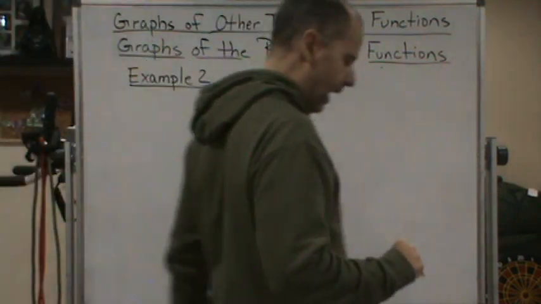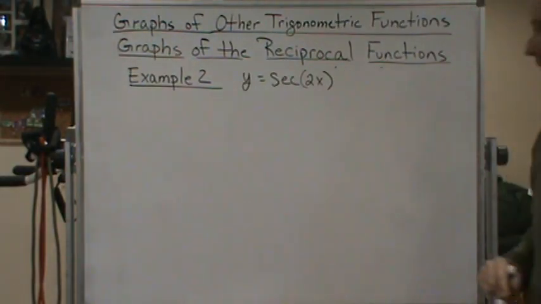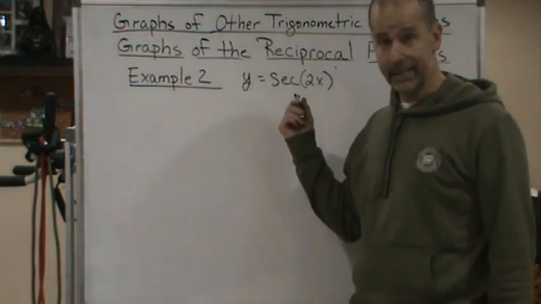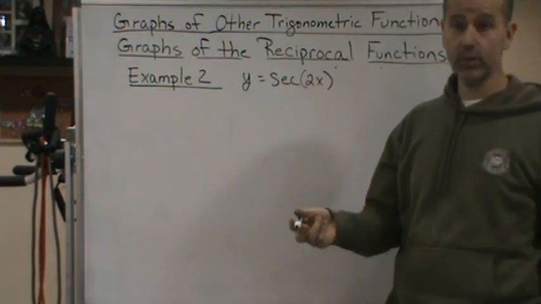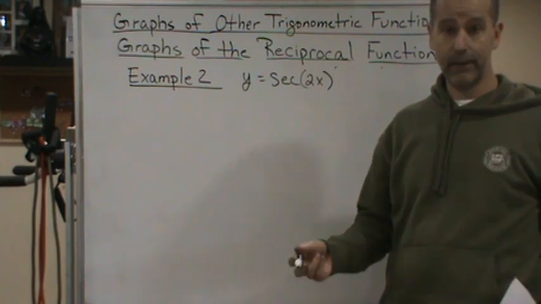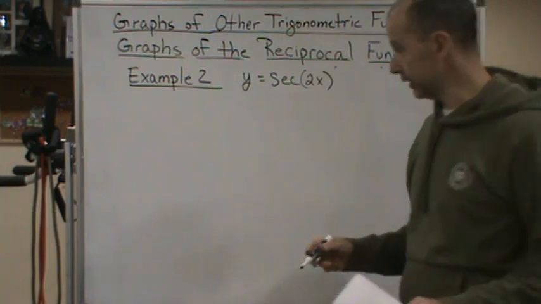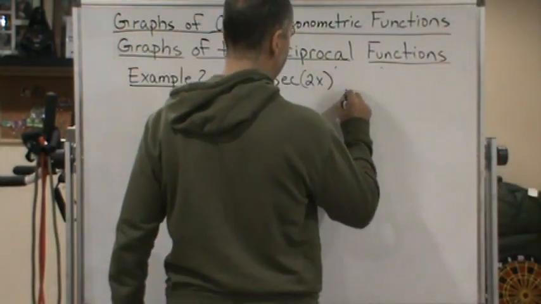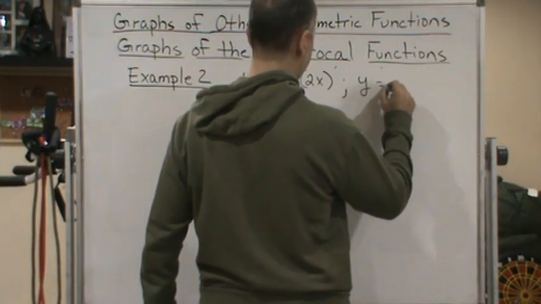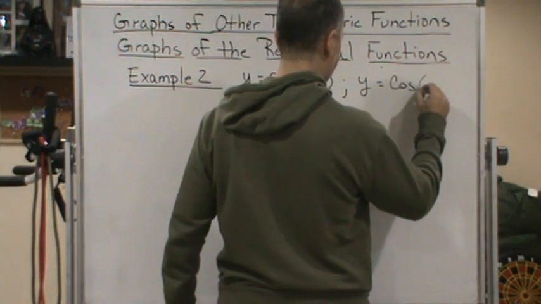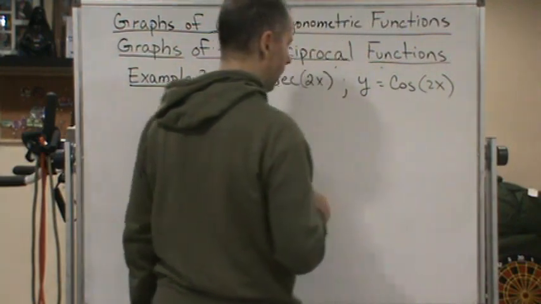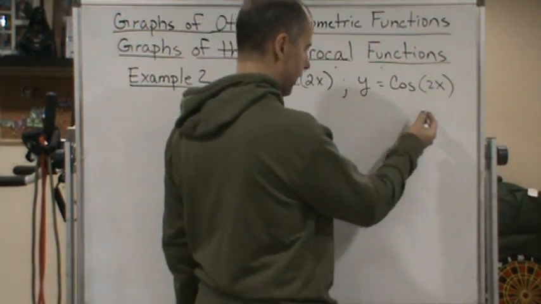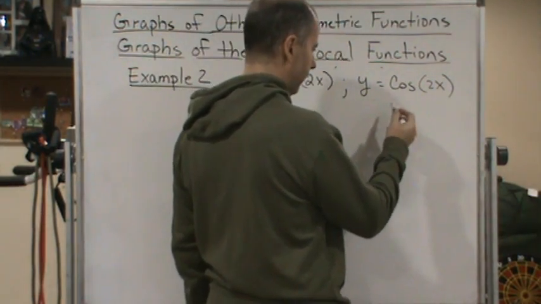All right, welcome back. Now let's do an example of graphing a secant function. So just like we did with cosecant, we're going to start by graphing the cosine function here. So let's look at y equals cosine 2x. Okay, so how do we analyze this? Same way we did before, right?